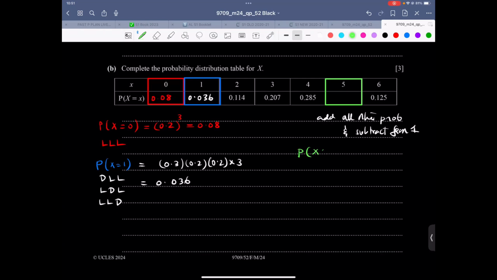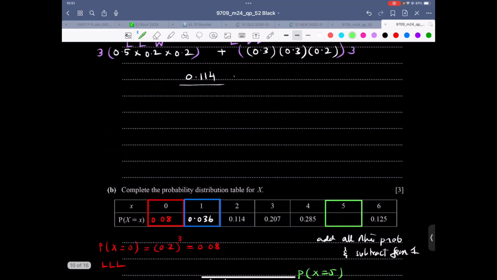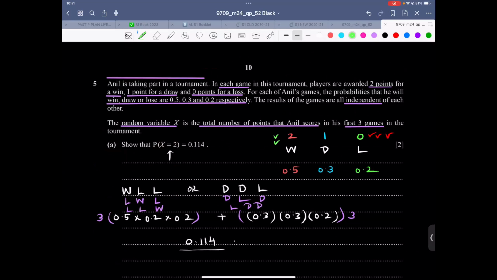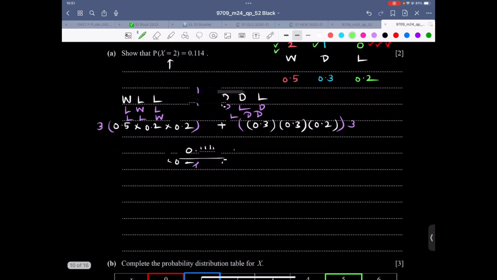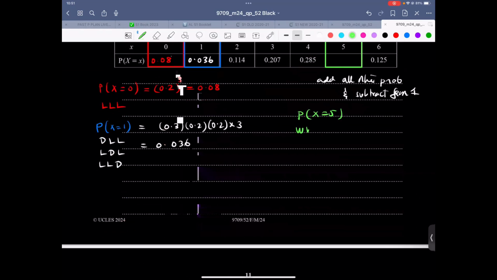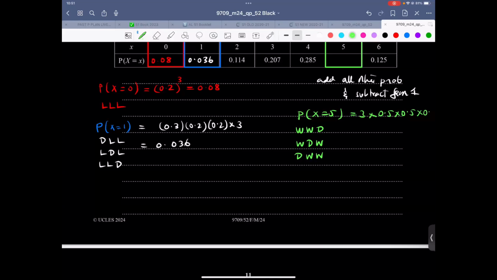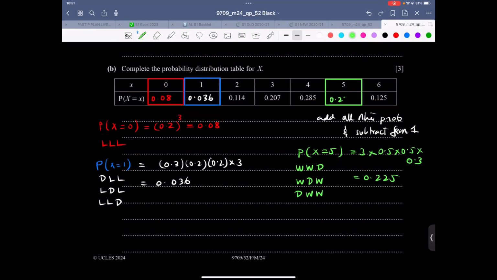So probability X is equal to 5. How can a score of 5 be obtained? There could be 2 2s and 1. So 2 wins and 1 draw. So this is WWD, WDW, and then DWW. So this is 3 into win is 0.5, and then 0.5, and then 0.3 for the draw. So 3 into 0.5, 0.5, 0.3, that comes out to be 0.225. So let me write over here, that's 0.225.